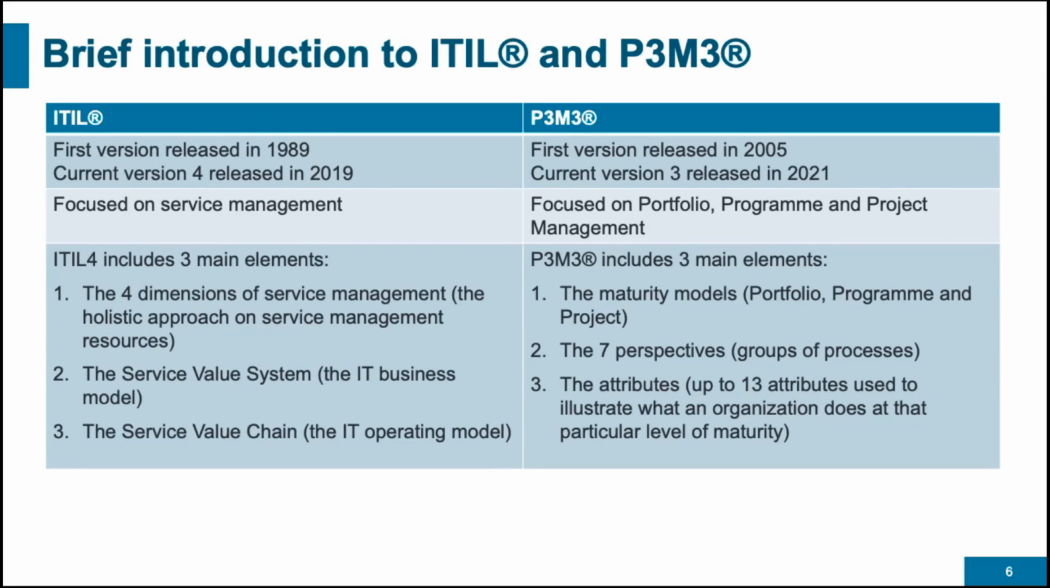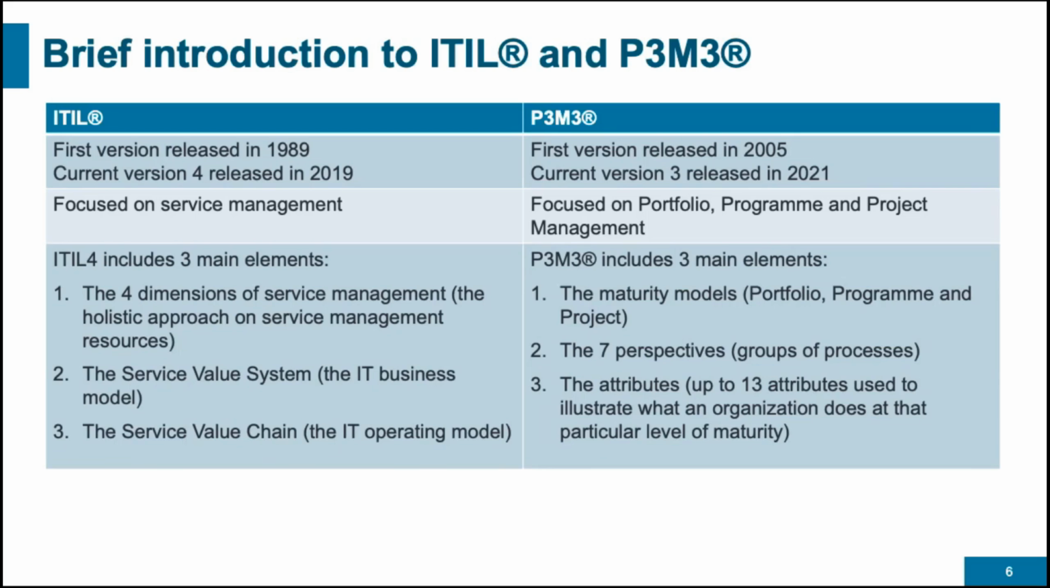ITIL 4, the name of this last version, includes different elements. Four dimensions. What are the four dimensions? We use them in the maturity model, by the way. The four dimensions ensure a holistic approach to the resources you use to deliver services. They are: organization and people, so human resources; value streams and processes, all the activities that you need to manage services; partners and suppliers, the ecosystem you use to deliver and manage services; and information and technology, the data and tools that you use to deliver services. So the four dimensions really give you a holistic view, a complete view of the resources you need to allocate to manage and deliver services.